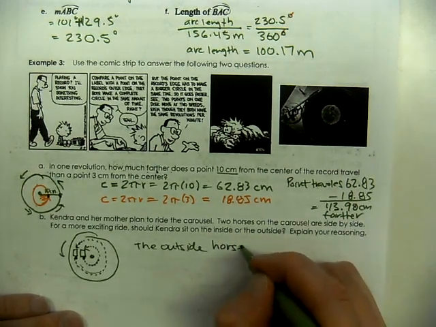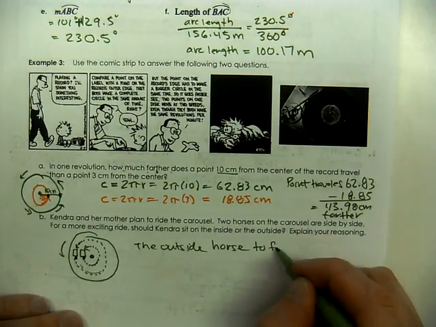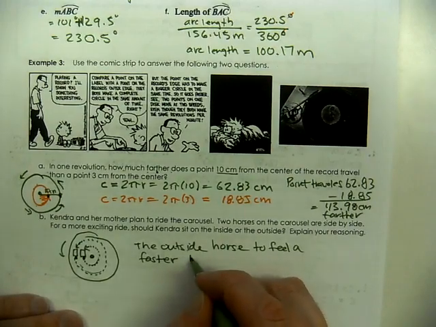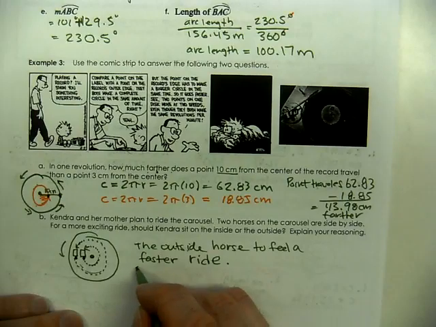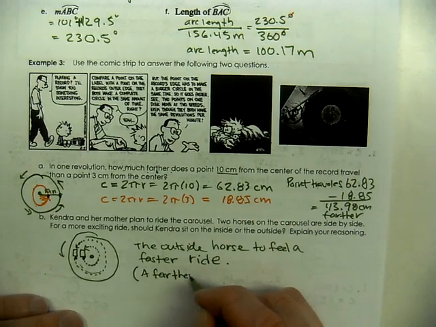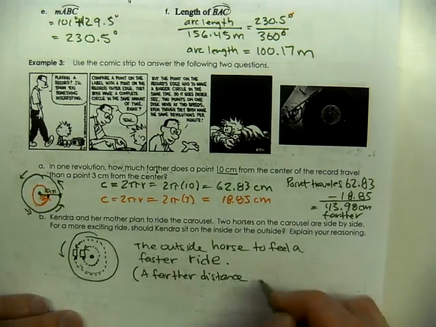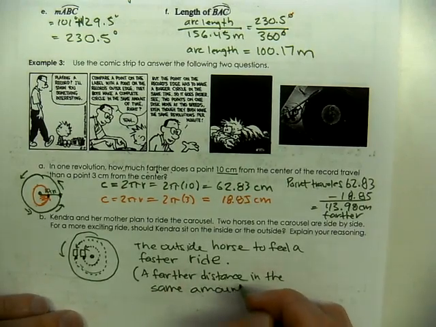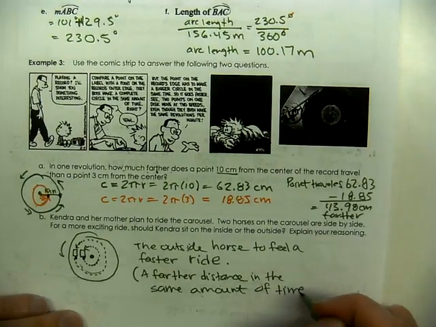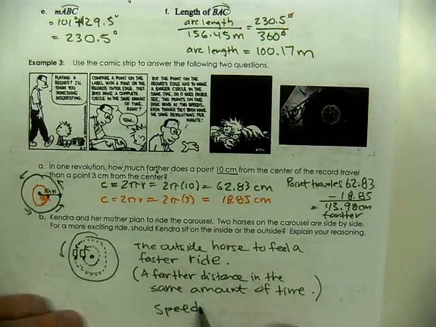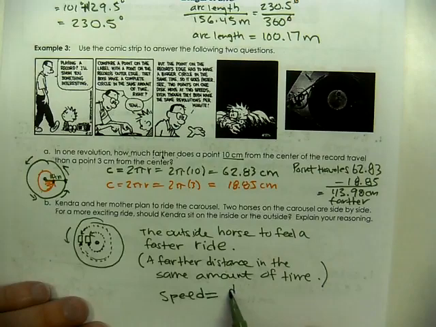So to answer the question, you want the outside horse to feel a faster ride, or a more exciting ride if that's your thing. Why is that? Here's our little explanation. Because we're traveling a farther distance in the same amount of time. And remember, how do you calculate your speed? Well, your speed is found by taking your distance and dividing it by time.